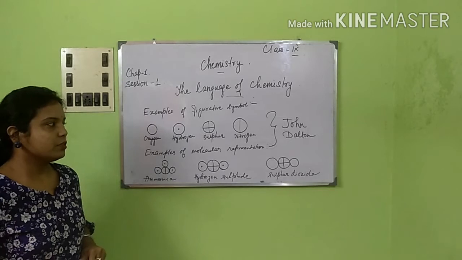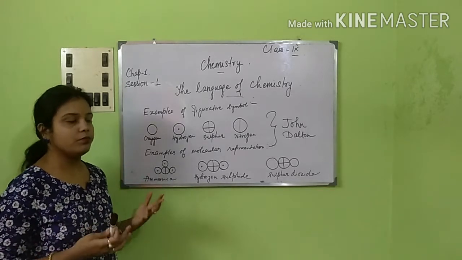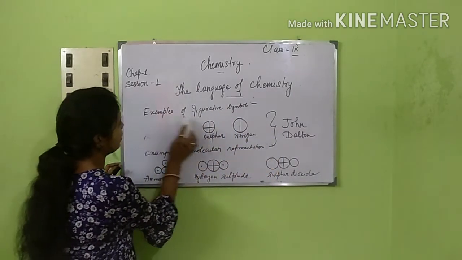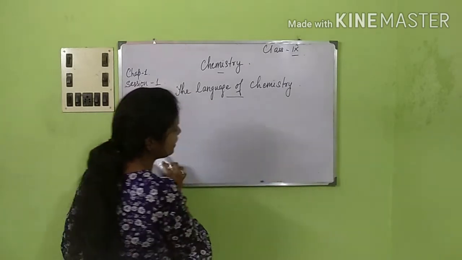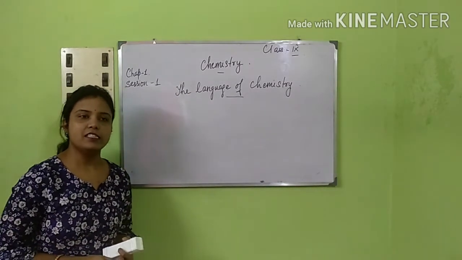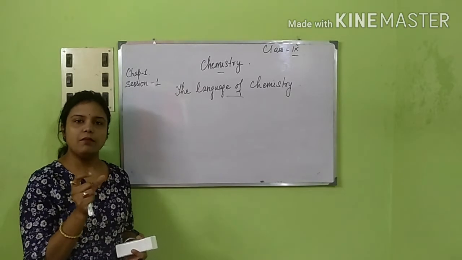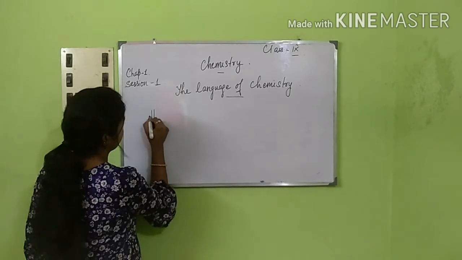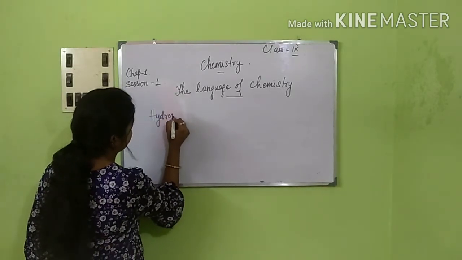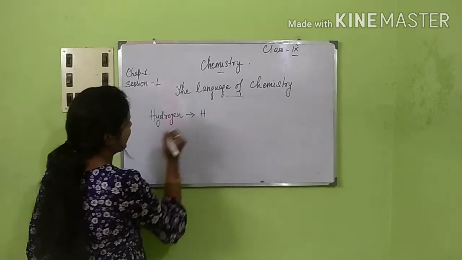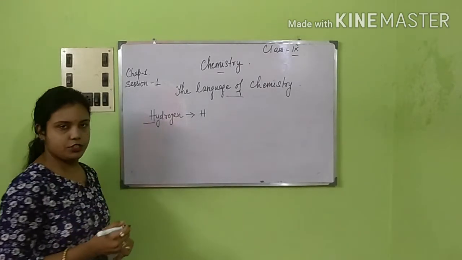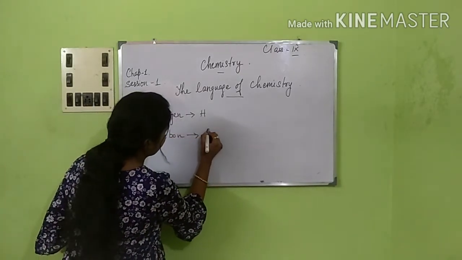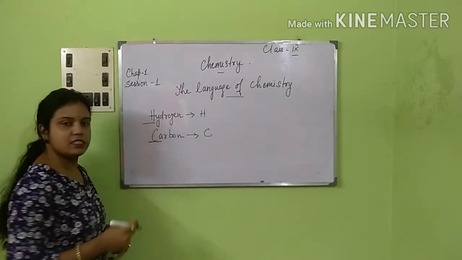Now, coming to the part I mentioned, what did Berzelius say? I'm rubbing off this part. Berzelius said that he is going to give the first letter of the name of the element as the symbol. Like, suppose hydrogen. Hydrogen's symbol is H. Why? Because it starts with H. Carbon, C-A-R-B-O-N, is C, because its name starts with C.